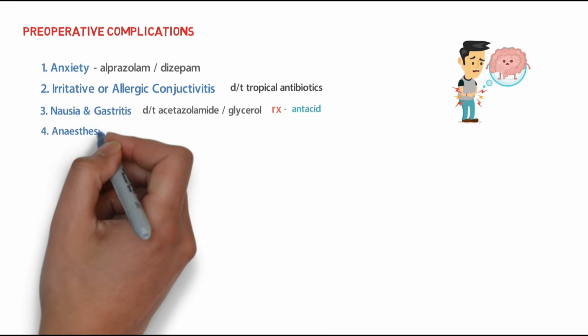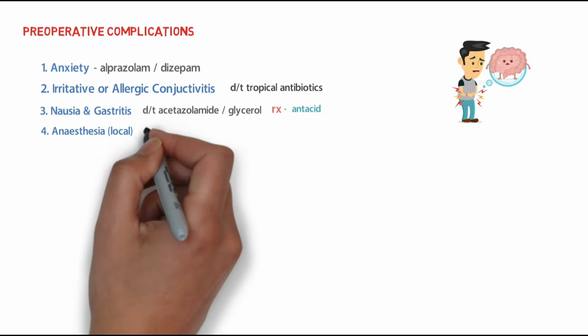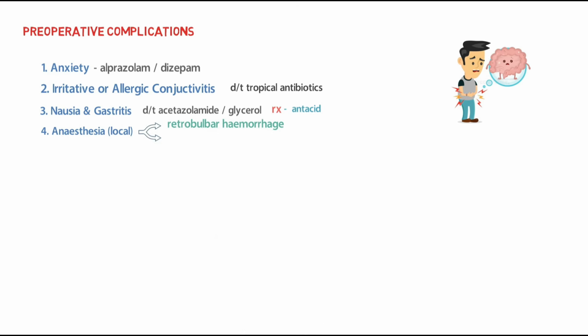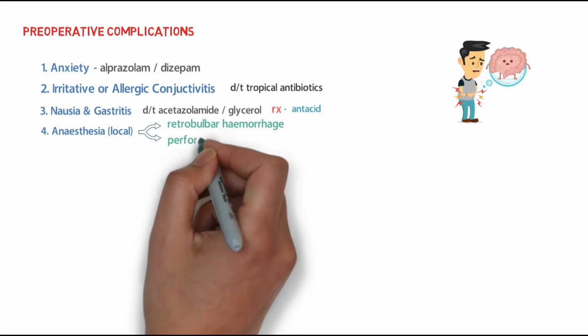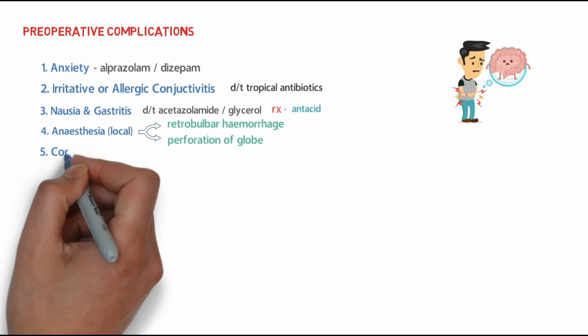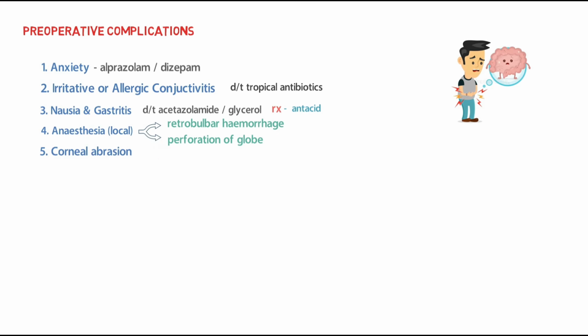Then there can be complications due to local anesthesia. So there may be complications like retrobulbar hemorrhage or perforation of the globe. And at last, there can be corneal abrasion. Why is there a corneal abrasion? Due to the use of tonometry.